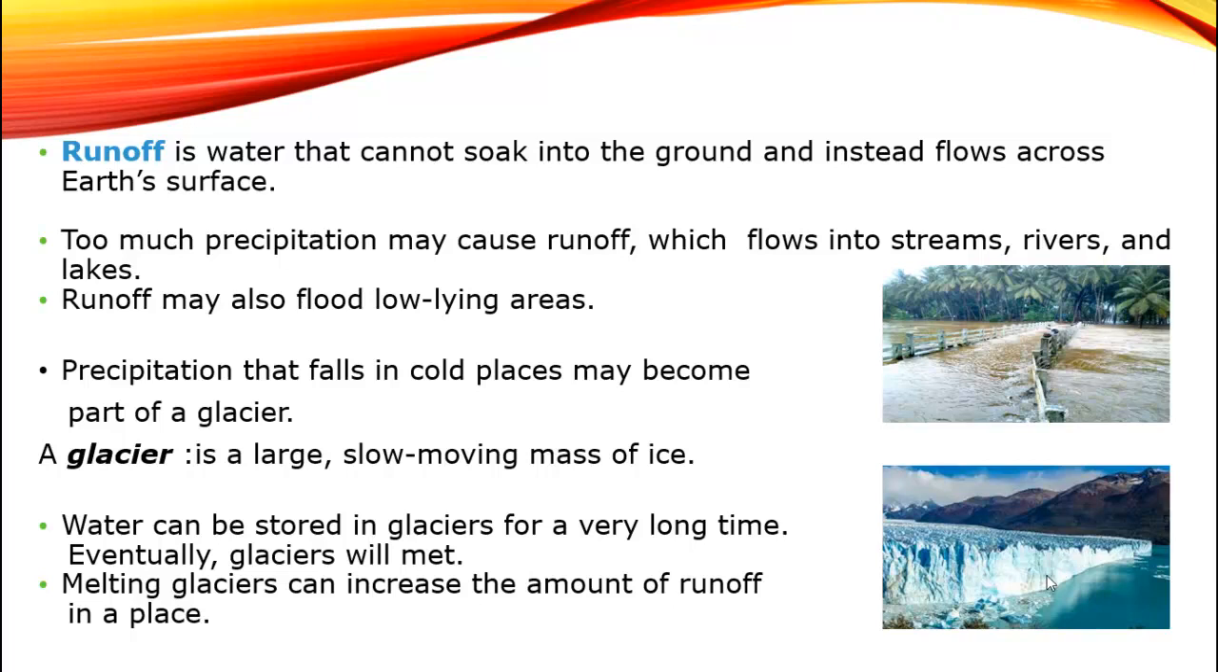So, where does the water move? The water may go underground, and this is called groundwater, or maybe runoff, when too much precipitation occurs, and then the water flows into streams, rivers, lakes, or oceans. And if this precipitation falls in cold places, it will become part of a glacier, and when the glacier melts, this increases the amount of runoff in this place.